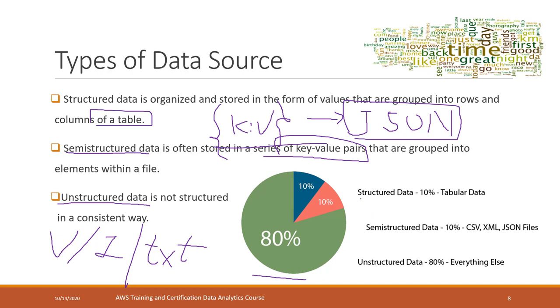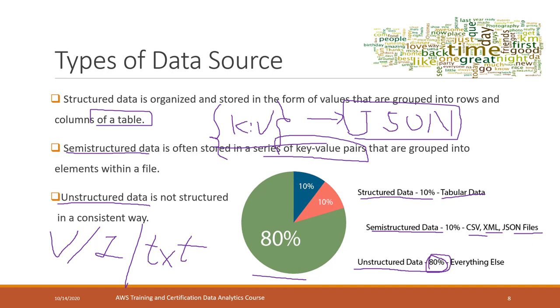And if you look at the percentage, only 10% is structured, like tables. 10% is semi-structured, like CSV, XML, JSON files. The majority of the data is unstructured, especially the stuff that people post on social media, the photos you take with your cell phones, the messages you send in emails and in Slack channels, and also the videos that you have taken.